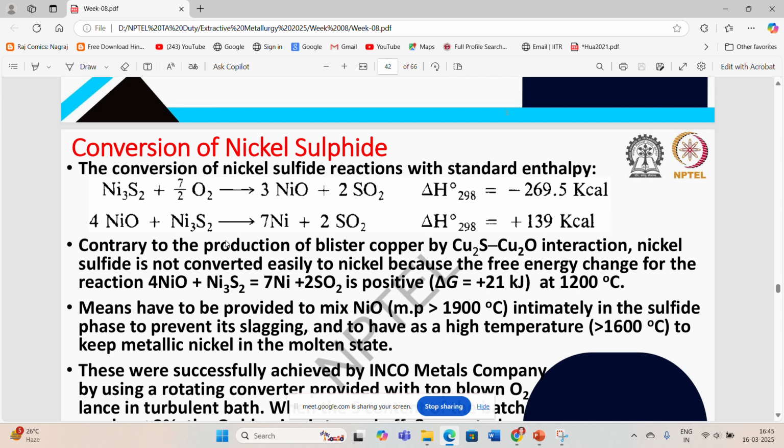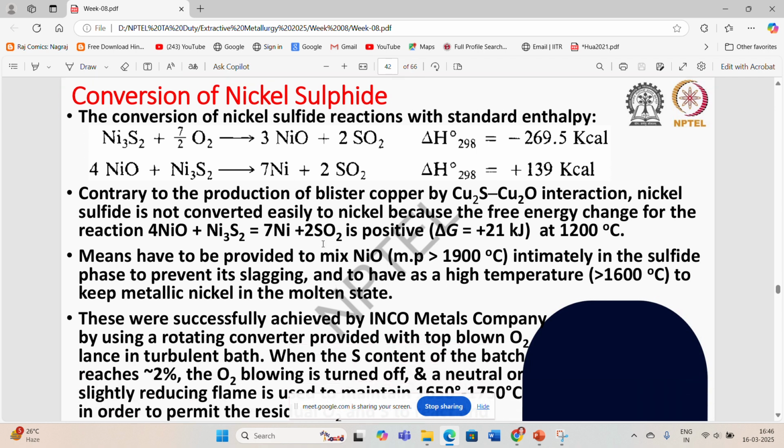And as we already talked about, nickel is very difficult to process during the metal smelting or converting process, due to the miscibility of nickel metal inside the nickel sulfide. So the conversion of nickel sulfide reaction, with standard enthalpy, like Ni3S2 plus 7/2 O2 converting into NiO. Then this NiO is going to react with Ni3S2, converting to metallic nickel.